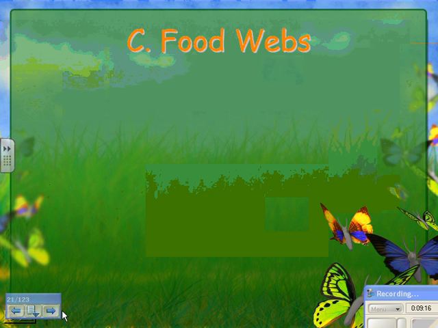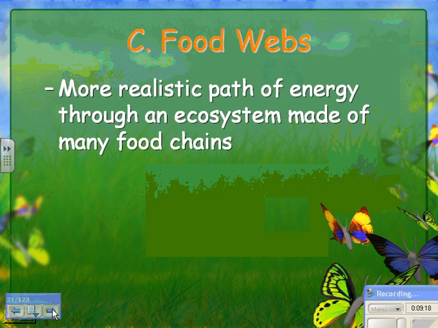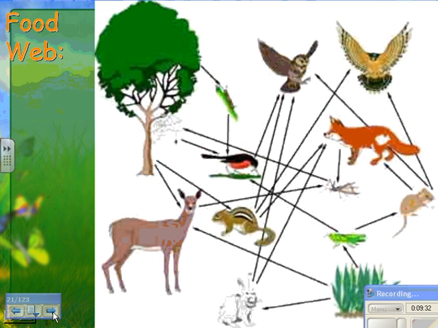Food webs are a little bit more realistic. So a more realistic path of energy through an ecosystem made of many food chains. The idea of the food web was invented because food chains really show just one path when there are really many, many paths available. So here's an example of a food web.